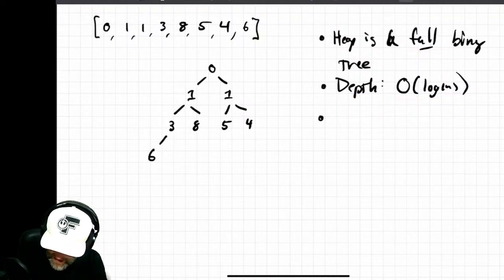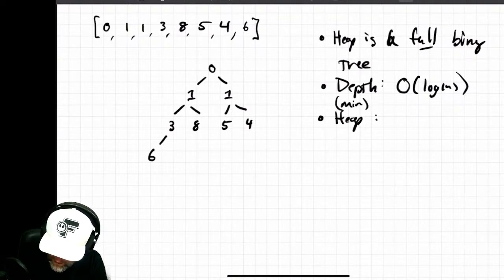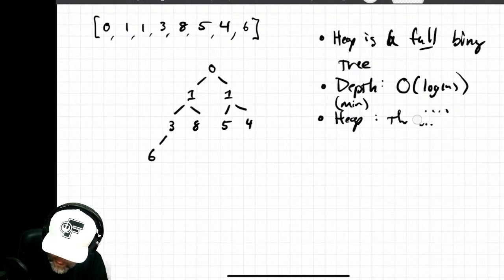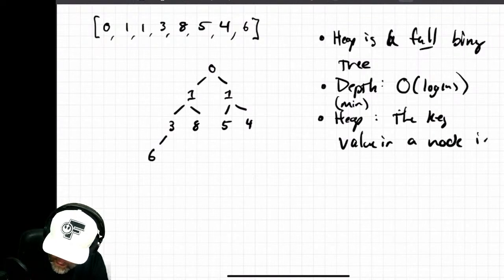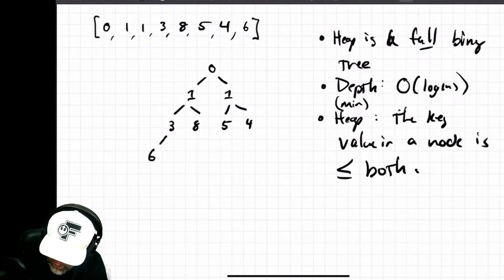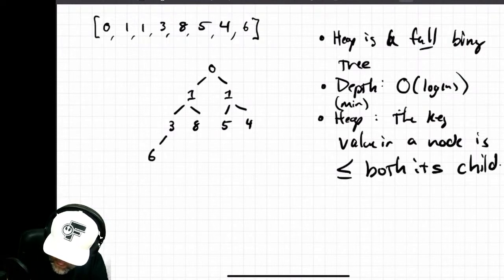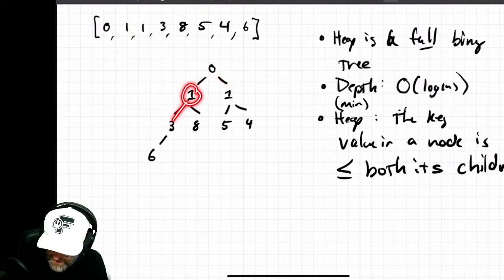Another observation is that it has the heap property, the min heap property, that the key value in a node is less than or equal to both its children. Right? 0 is less than both 1 or 1. 1 is less than 3 and 8. That's why, yeah, 8 is out of order here. It doesn't matter. You can switch those around.